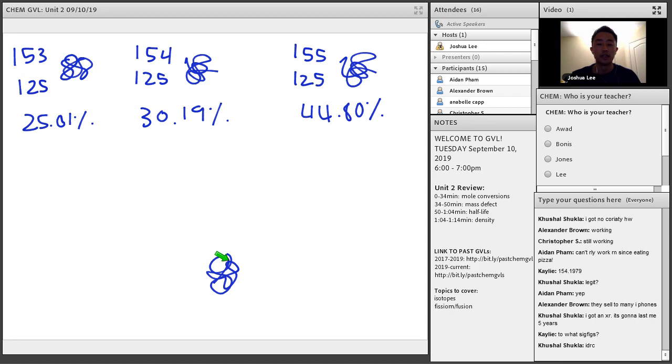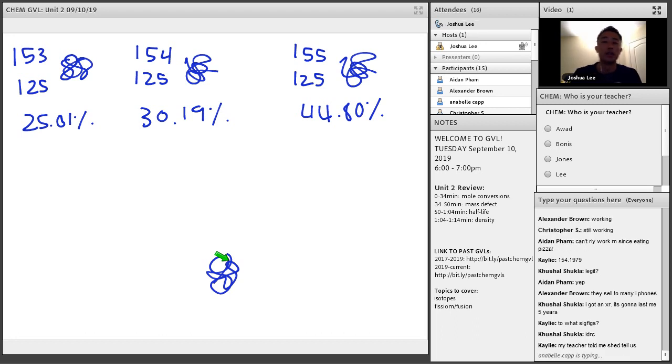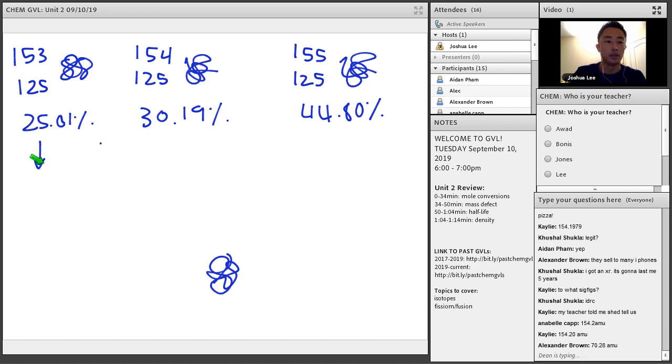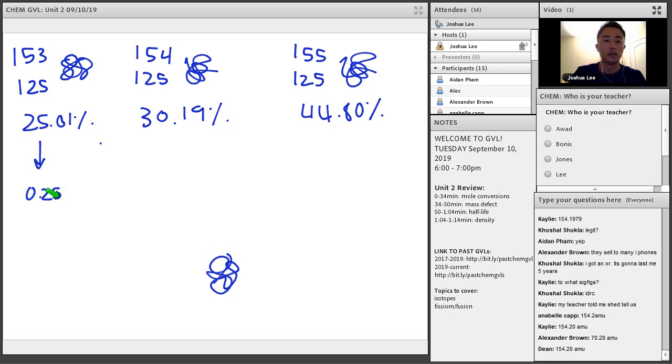To what sig figs? Typically with this stuff, base your sig figs on the percent, unless your teacher tells you otherwise. Sometimes your teacher will say, just round to the hundredth, two past the decimal. But this one, just so that you're practicing sig figs, let's base it off the percent. So let's go through this problem. First thing I like to do is change the percent to a decimal. So it'll be 0.2501. This becomes 0.3019. This becomes 0.4480.